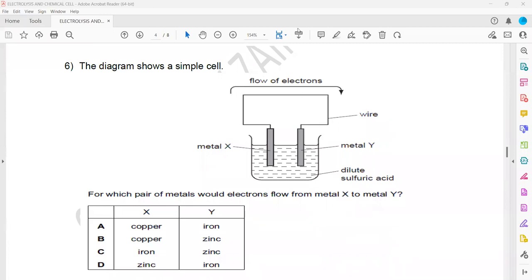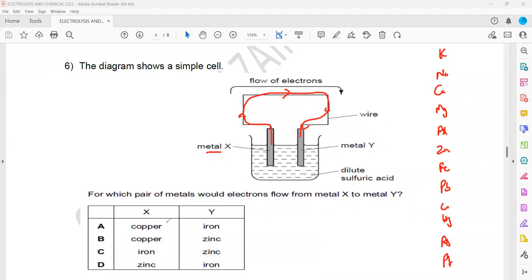Remember, the electron always moves from the more reactive metal to the less reactive metal surface. So metal X should be more reactive and metal Y should be less reactive, because the electrons are moving from metal X to metal Y. So when we write the reactivity series, according to this direction of the flow of electrons, X should be more reactive and Y should be less reactive. So we have the reactivity series: potassium, sodium, calcium, magnesium, aluminum, zinc, iron, lead, copper, mercury, silver, gold, and platinum.